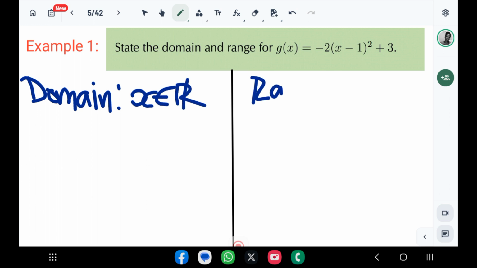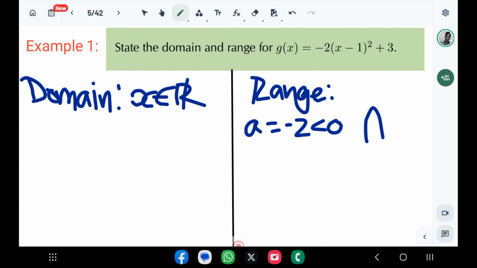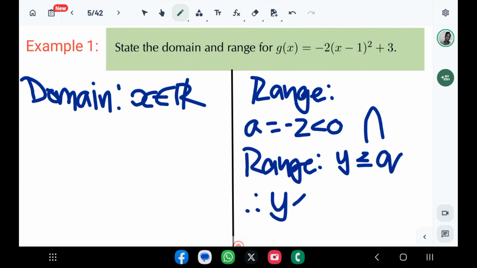Now the range depends on what your a is going to be like. Our a in this case is equal to -2, which is negative, meaning that your arms look down, meaning that you have a local maximum turning point. What happens is that now your q becomes your biggest number in your range. So therefore your range will be such that y is less than or equal to q. In this case, therefore, y is less than or equal to 3 because your q is 3.